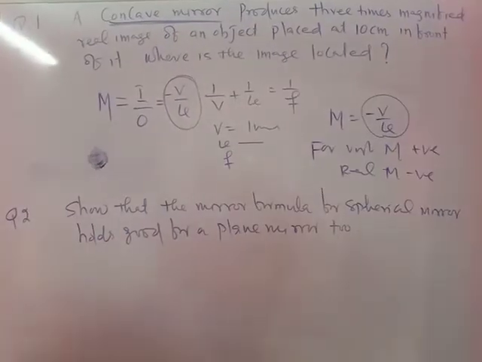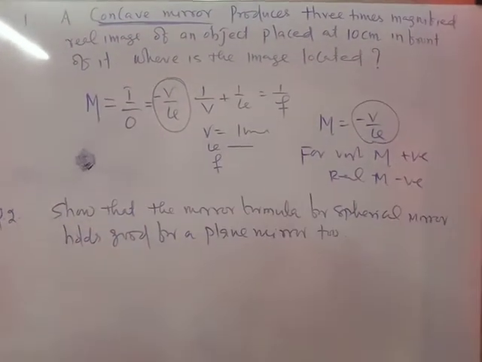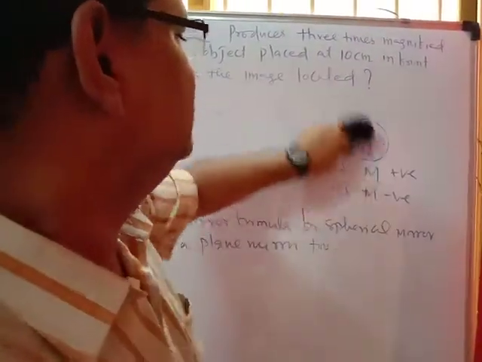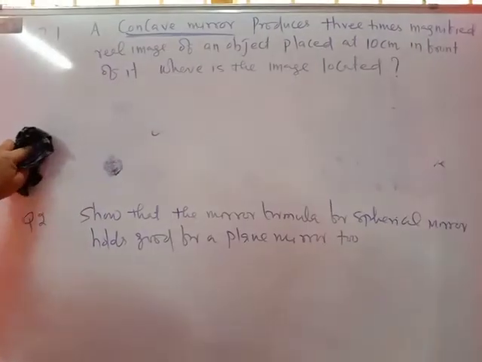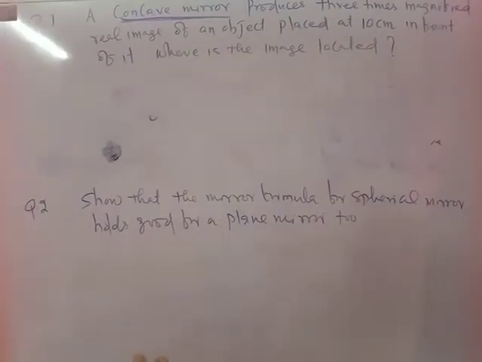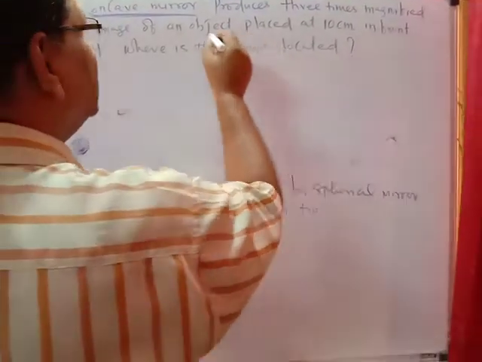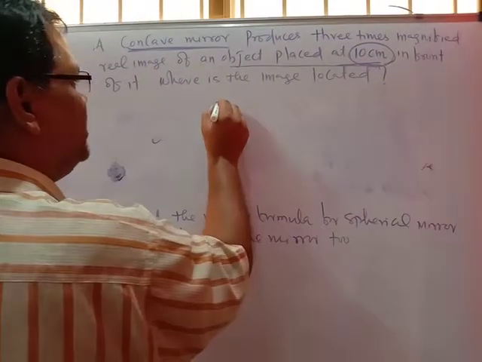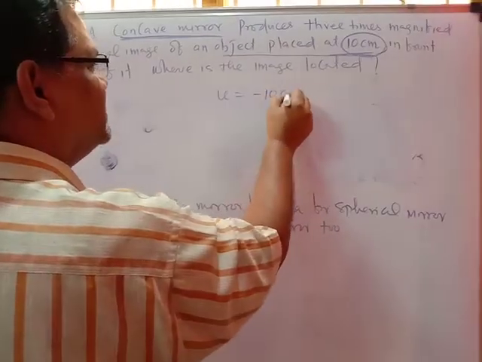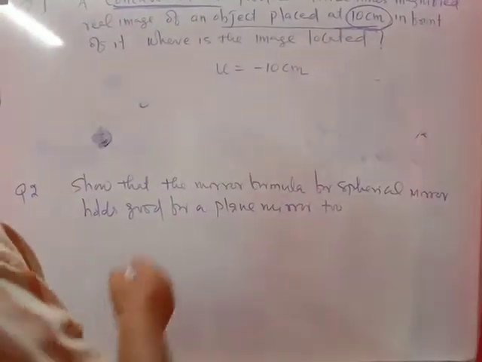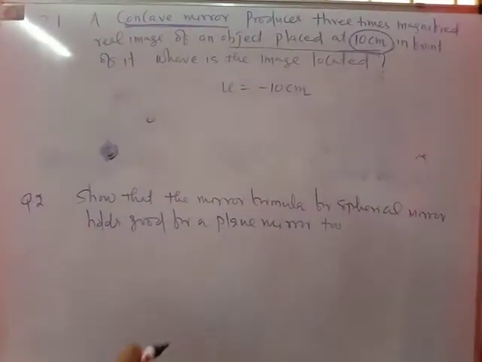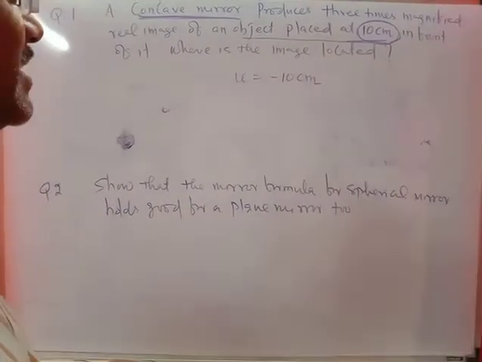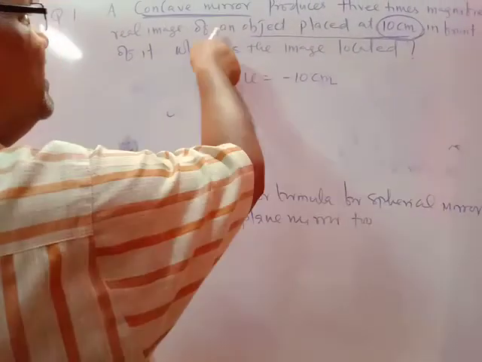So here in this question we have to discuss: a concave mirror produces 3 times magnified real image of an object placed at 10 cm. Because the object is placed at 10 cm, u is given: u equal to minus 10 cm. The mirror is concave and produces a 3 times magnified image, which means the size of the image is 3 times more than the size of the object. So the magnification is given as 3.